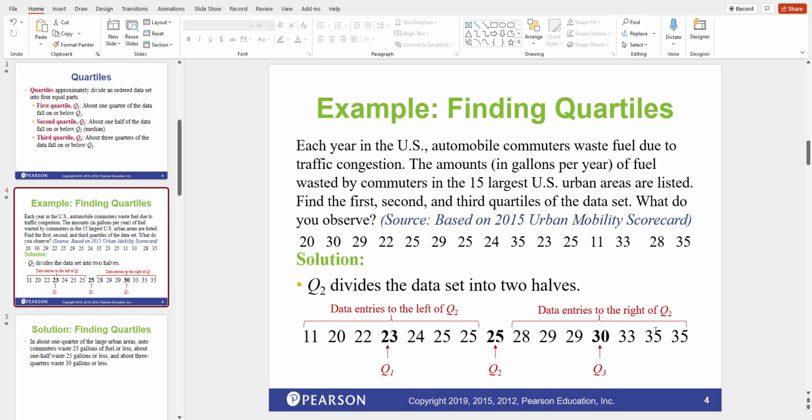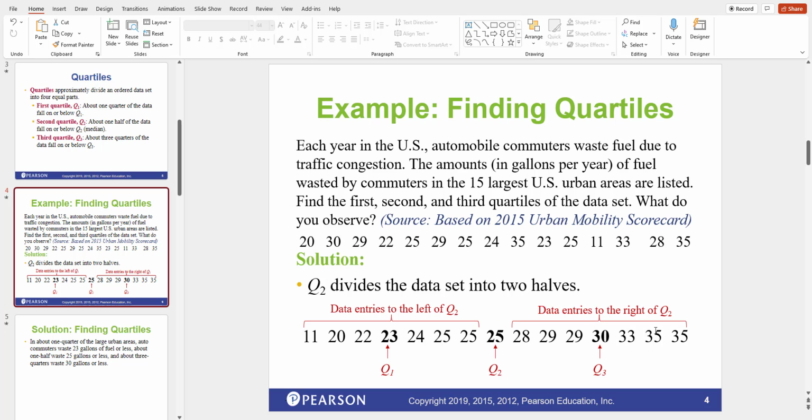So now we're going to look at all the values that fall below 25. So it goes from 11 to 25. As you can see, I have marked it in red. We're going to find the median of that data set. The median of that data set is your Q1. So looking at that first half, the Q1 is 23.